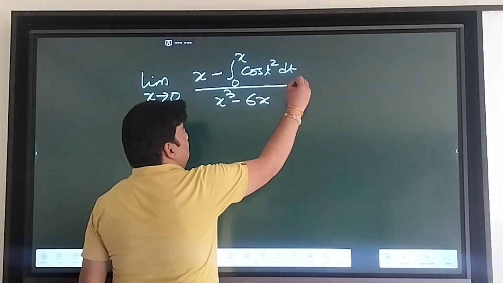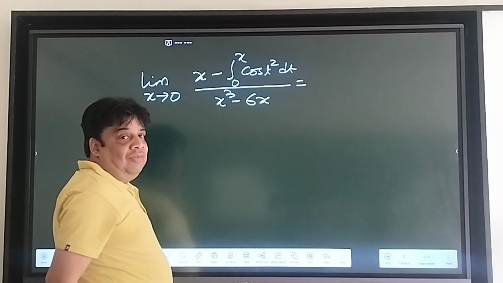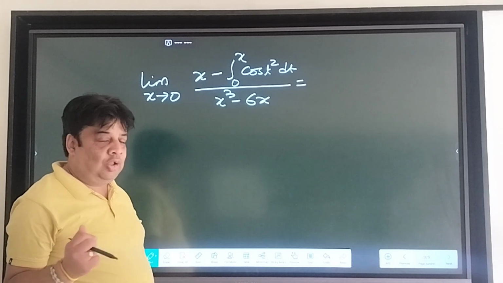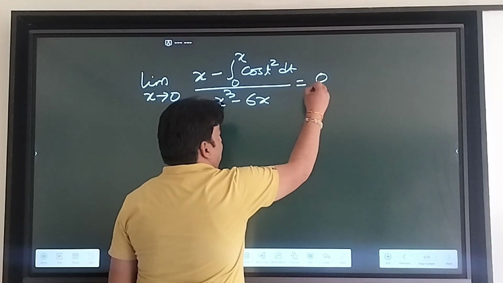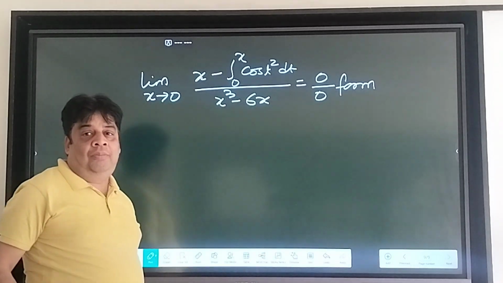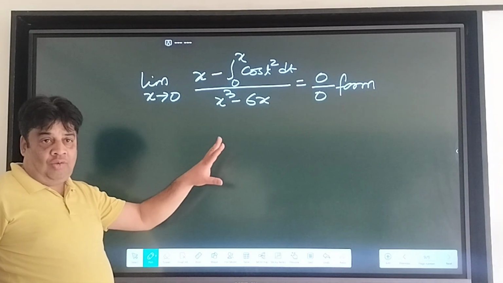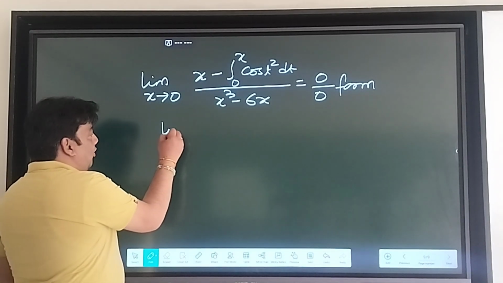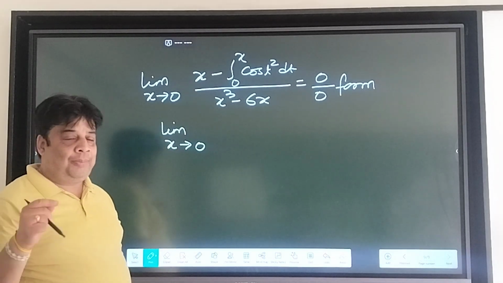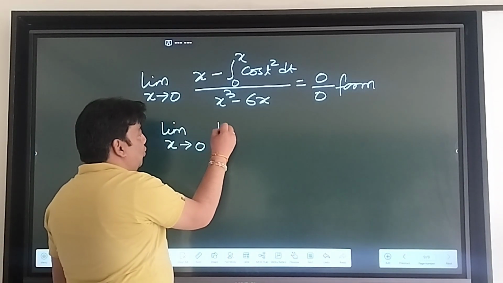If I put x equals 0, you can see that the numerator becomes 0. The integration from 0 to 0 would be 0 only. So it is 0, and the denominator is also 0. So we got the 0 by 0 indeterminate form. Now we can use L'Hopital's rule, and in L'Hopital's rule we have to differentiate the numerator and denominator separately.